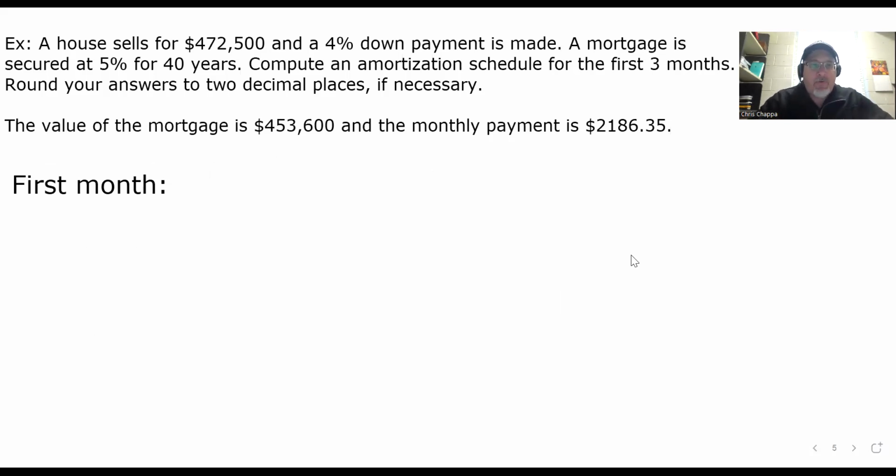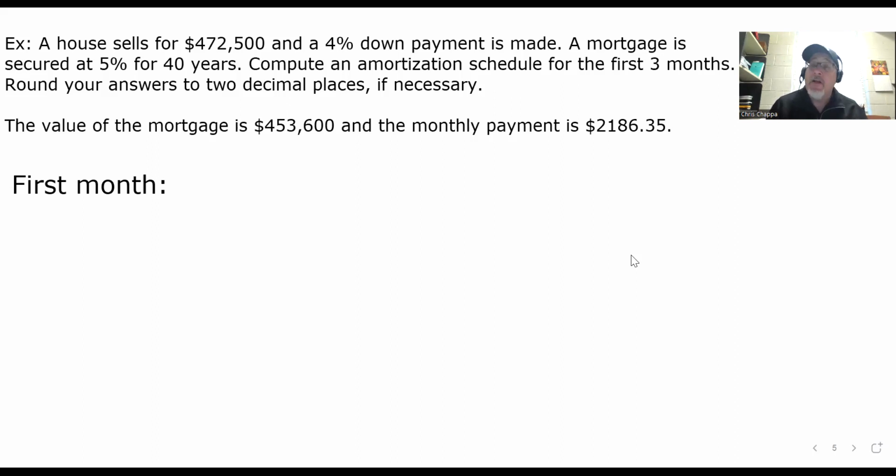A house sells for $472,500 and a 4% down payment is made. Here we go again with the down payments. A mortgage is secured at 5% for 40 years. Compute an amortization schedule for the first 3 months. Round your answer to 2 decimal places if necessary.